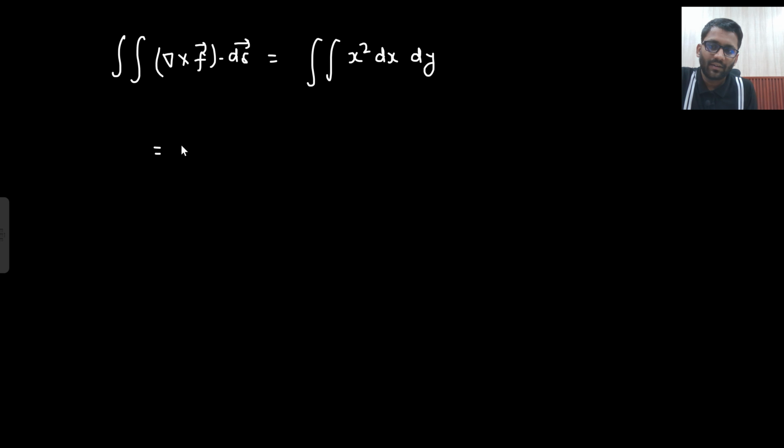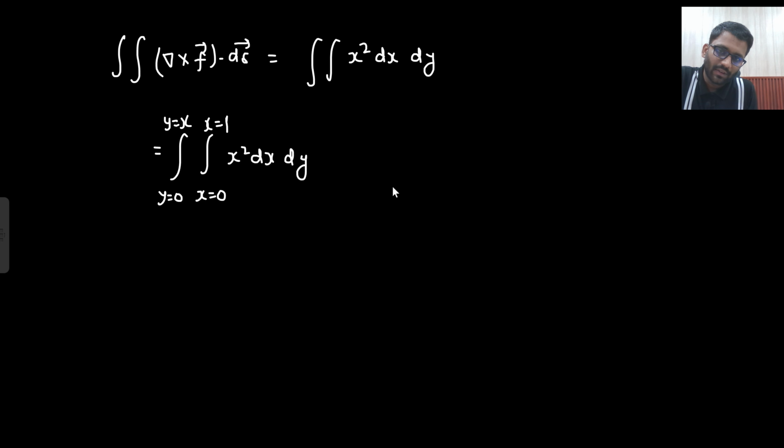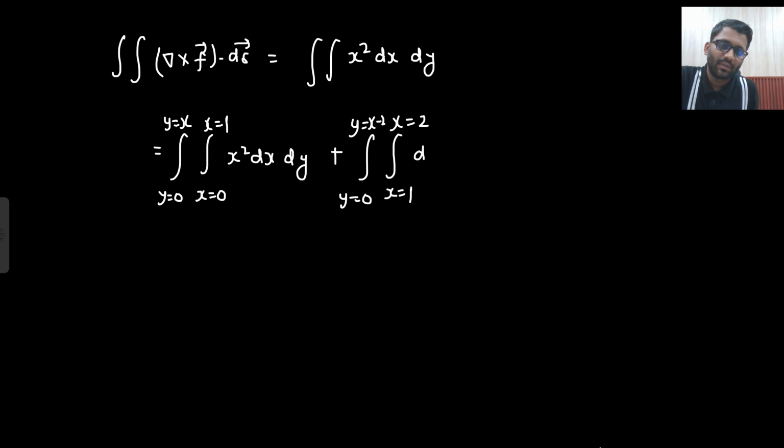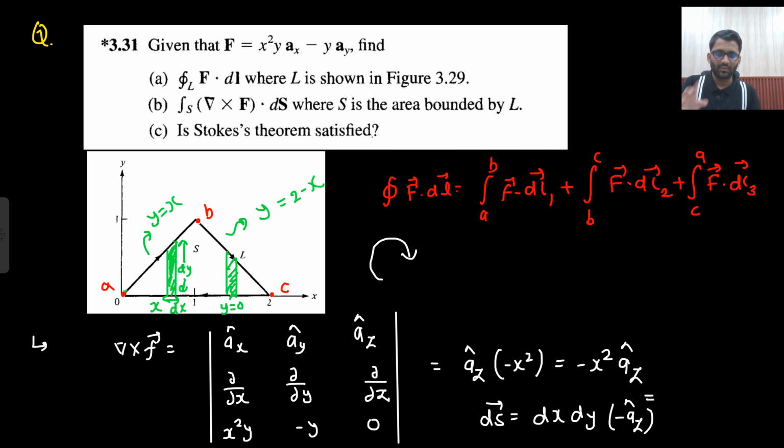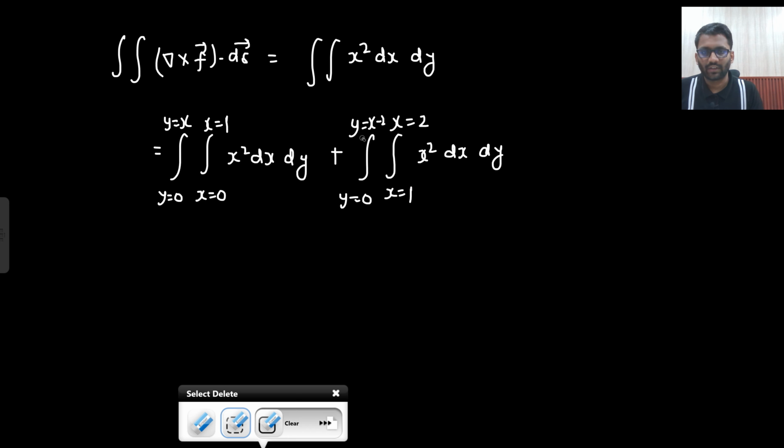So how will I break it? When x is going from 0 to 1, y is going from 0 to x, x square dx dy. And when x is going from 1 to 2, y is going from 0 to x minus 2, x square dx dy. Which limit will we solve first? 0 to x minus 2? No, 2 minus x. That's what I was thinking.